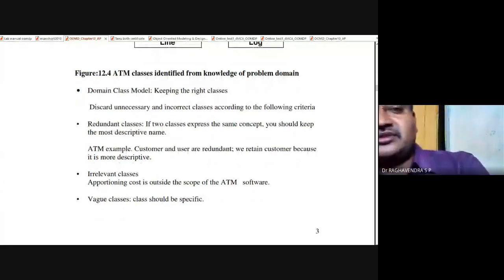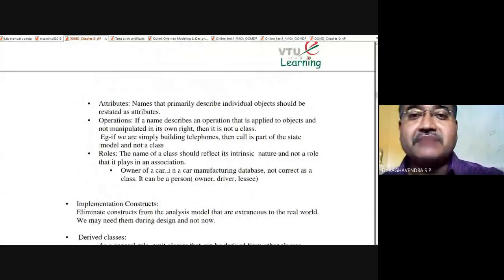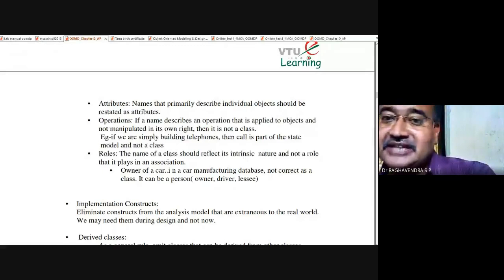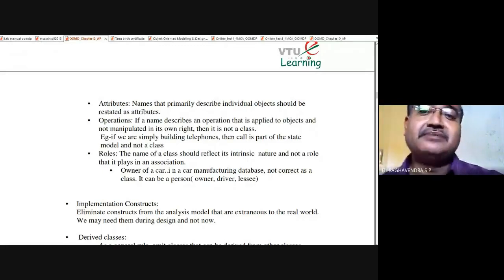So next, attributes or characteristics. That is, names that primarily describe individual objects should be restated as attributes. For example, a name comes up. When name comes up, it is always an attribute and not a class, because if you consider any student, the name will be taken as an attribute. Similarly, if you consider a customer, name will be taken as an attribute, not a class. So this is the thing you should have more and more clarity on. You should clearly separate the attribute and the object.